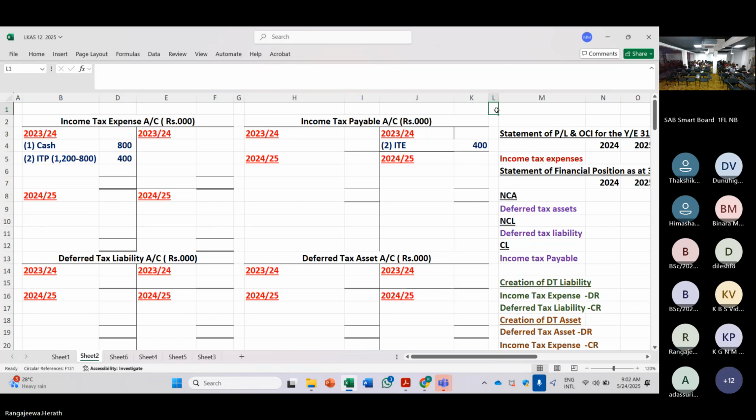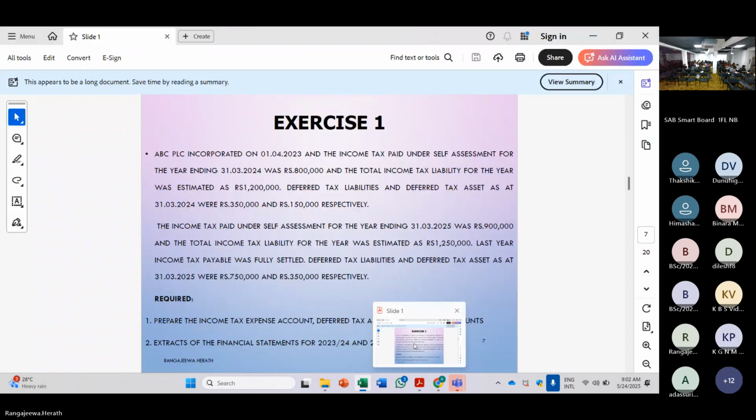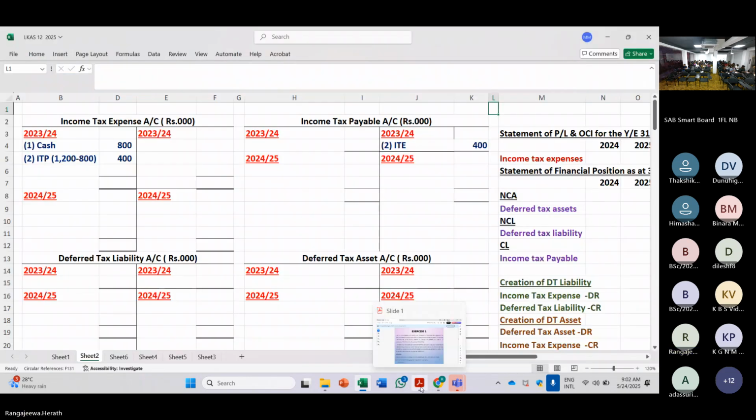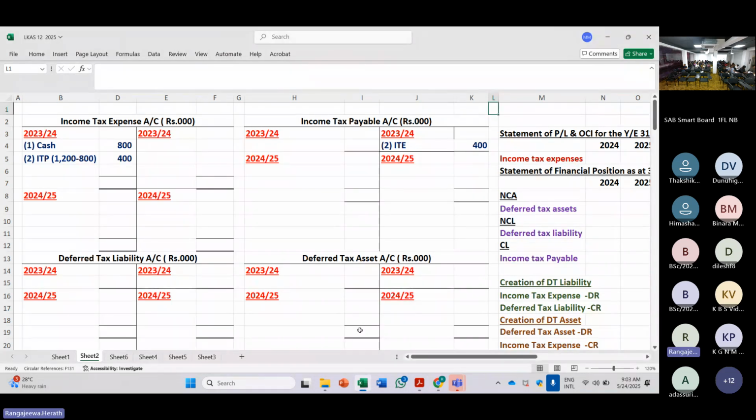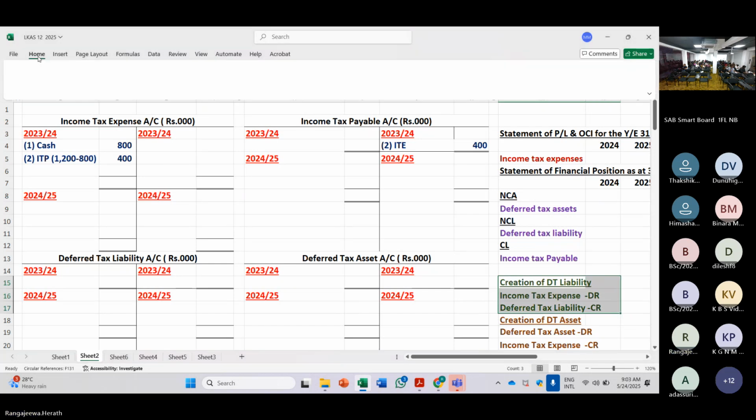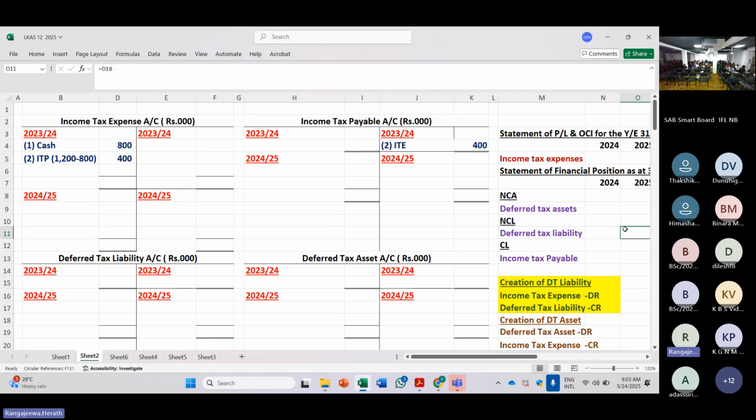But now we have a deferred tax liability. End of the year, the deferred tax liability and deferred tax asset as at 31st March 2024, 350,000 and 150,000 respectively. We have a deferred tax liability 350,000. So the double entry for the creation of deferred tax liability: income tax expense account debit. It's a liability, so we have to credit the deferred tax liability.